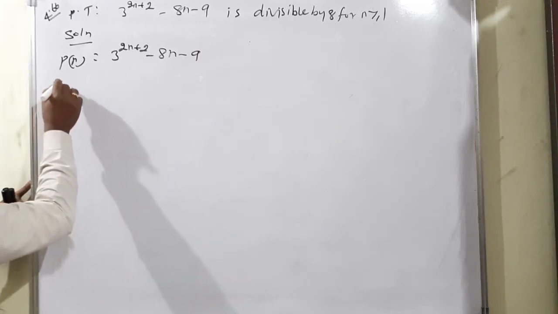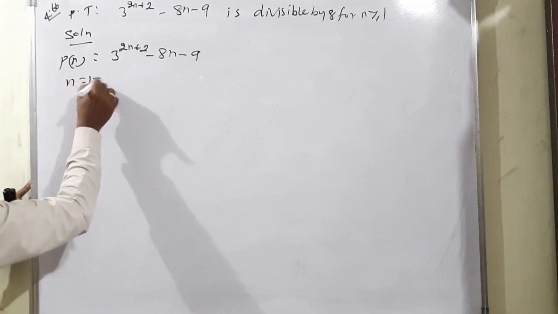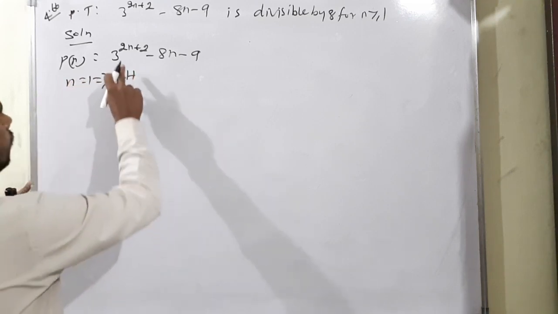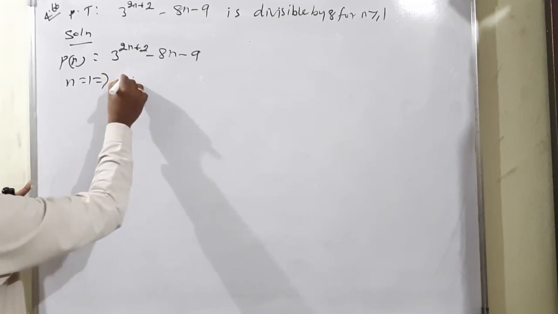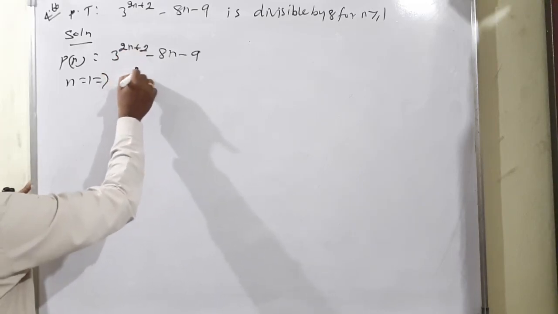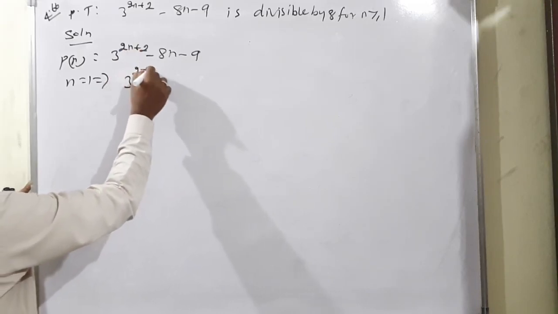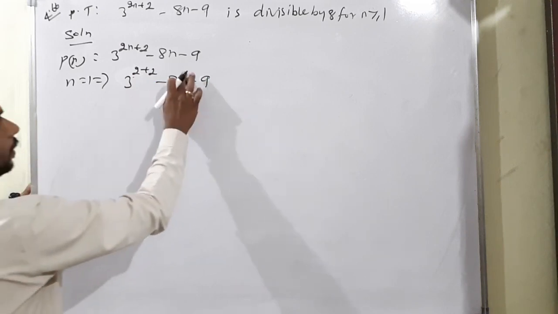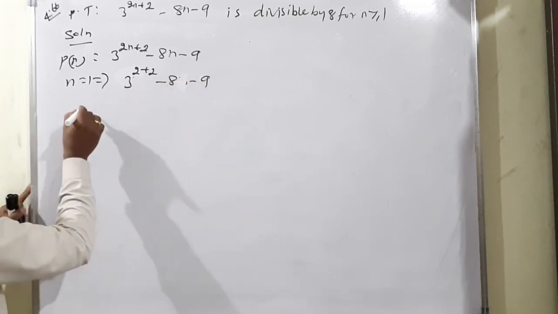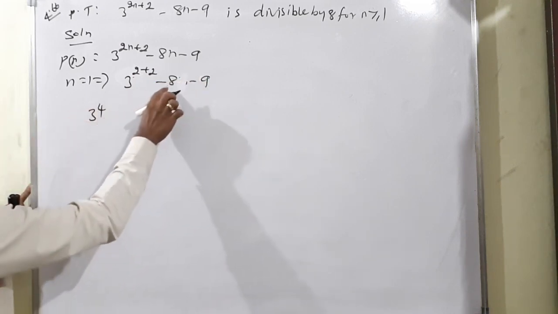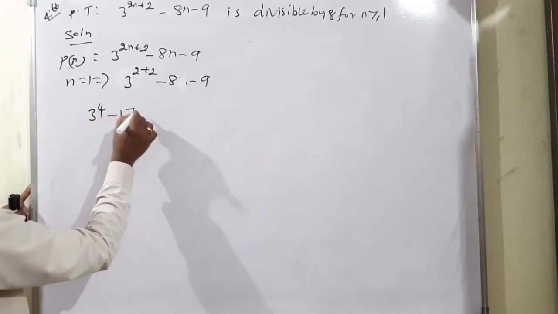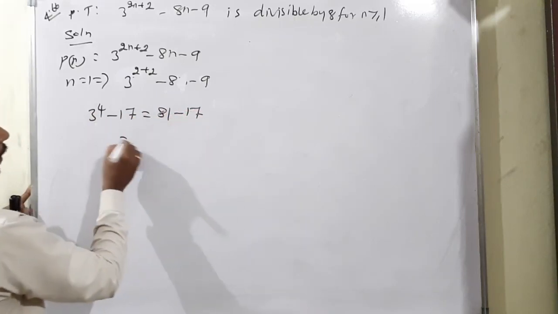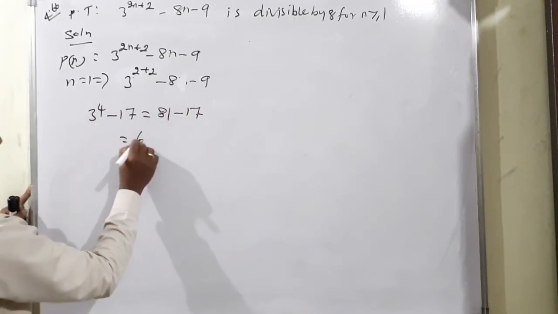Now first substitute n is equal to 1. Then 3 to the power 2 into 1, that means 2 plus 2, minus 8 into 1, which means minus 8, minus 9. Therefore, 3 to the power 4 minus 8 minus 9, that means minus 17. So 3 to the power 4 means 81, minus 17.